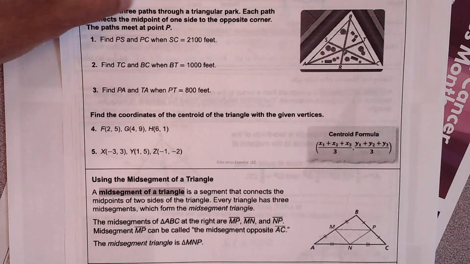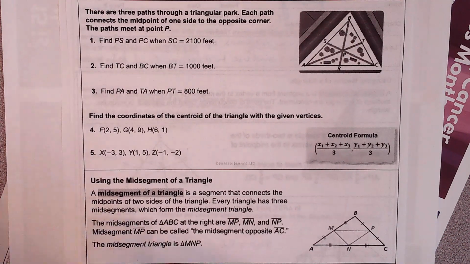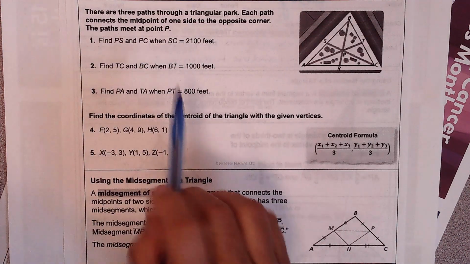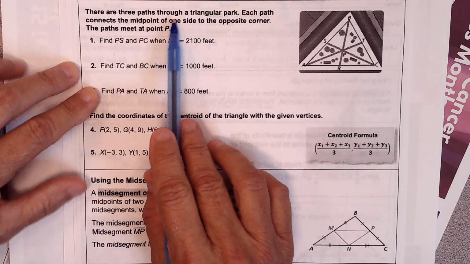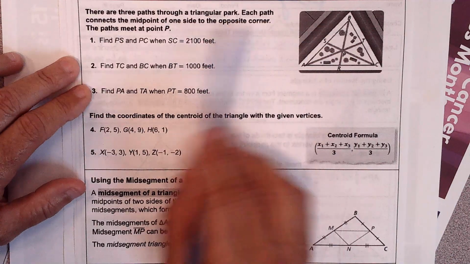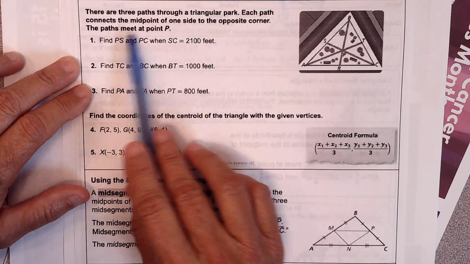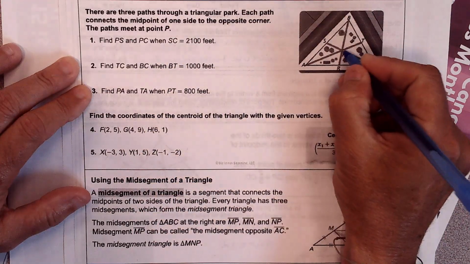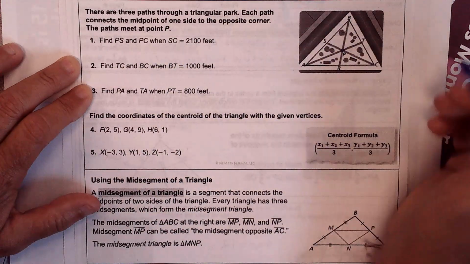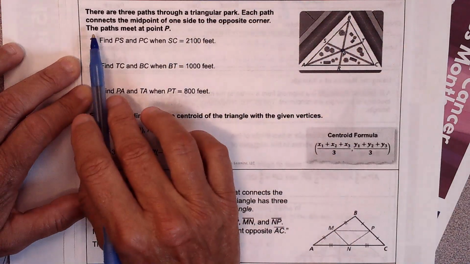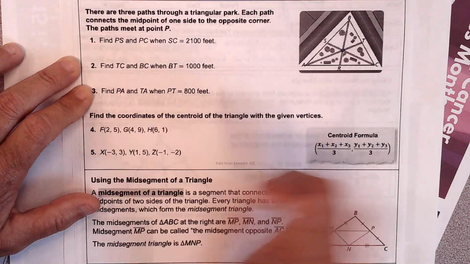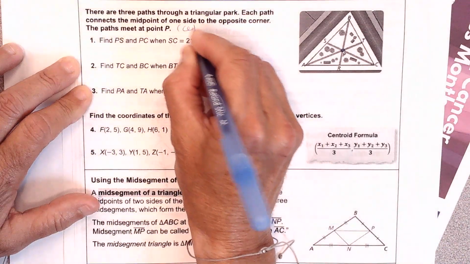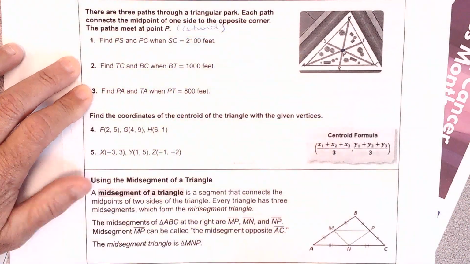Okay, so let's take a look at this example right here. We have this triangle, and we have some information. There are three paths through a triangular park. Each path connects the midpoint of one side to the opposite corner. So I know that point P here is the centroid, because the paths meet at point P.